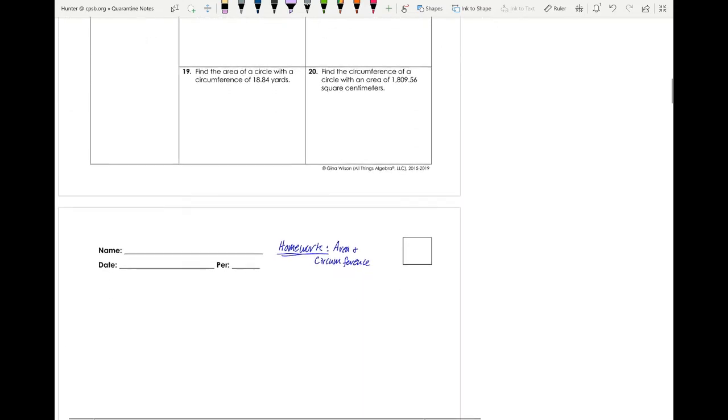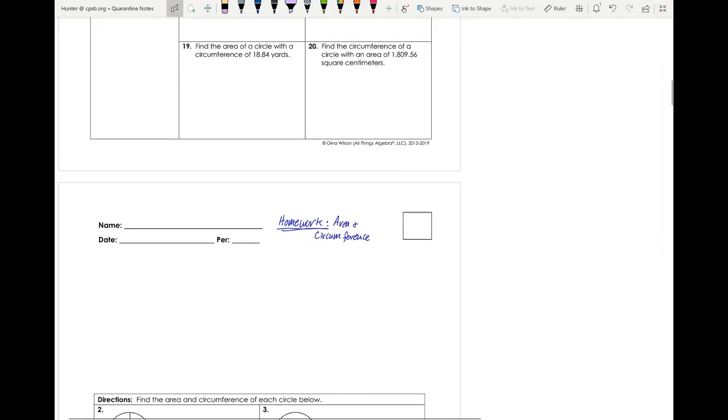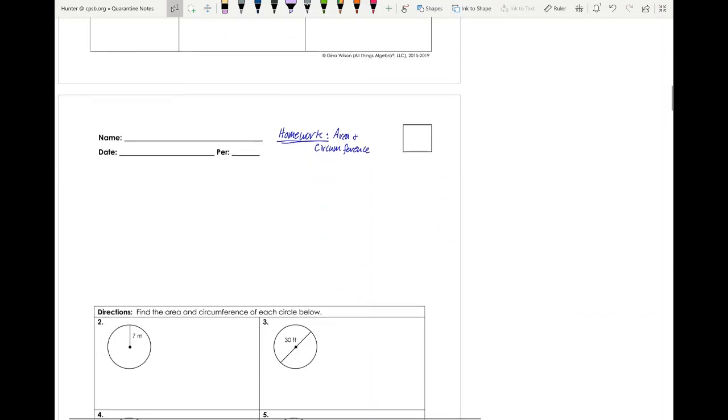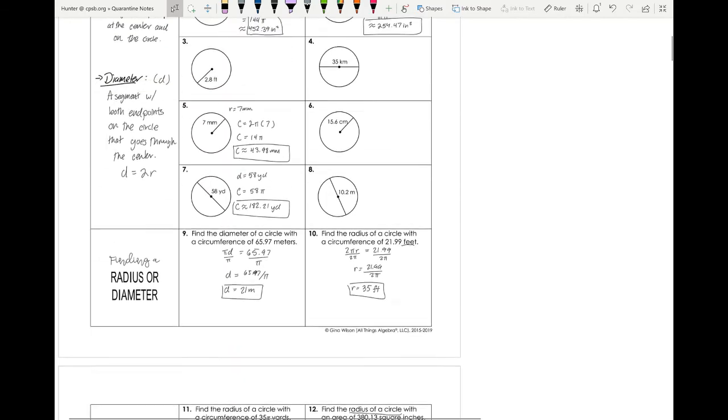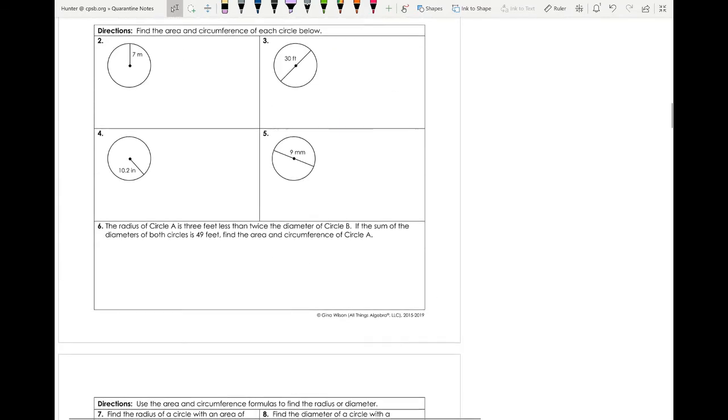And with that, we've come to the end of our lesson on area and circumference. So I've left you with several problems still in the notes themselves, and then you've got even more problems in the homework.